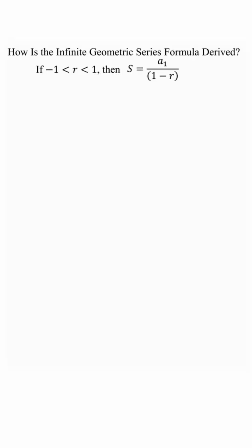How is the infinite geometric series formula derived? If the common ratio r is between -1 and 1, then the infinite geometric series s is equal to the first term a sub 1 divided by 1 minus the common ratio r.